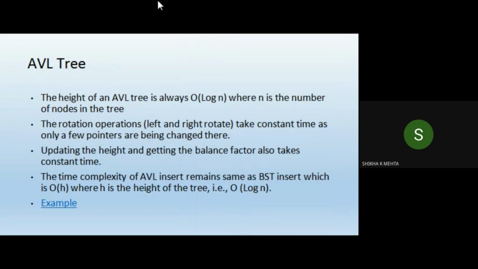So the height of the AVL tree is always now O(log n), where n is the number of nodes in the tree, as compared to the worst case rotation that we had seen in case of binary search tree. So here you can see the time complexity of AVL insert remains the same as binary insert, which is O(h), where h is the height of the tree, that is O(log n). The rotation operations take constant time, as only a few pointers are being changed there. Updating the height and getting the balance factor also take constant time. So it remains the same, but we are able to improve the performance.